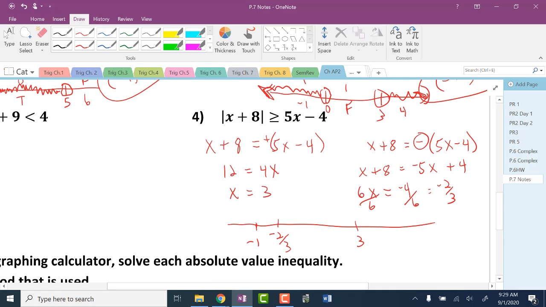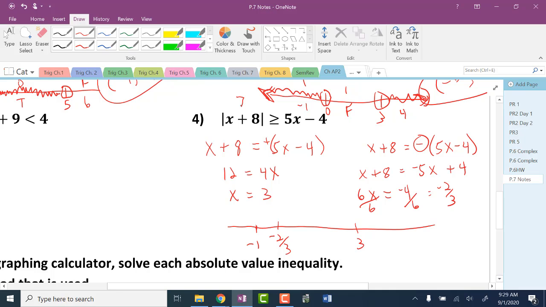So I'm going to go ahead and check that. -1 plus 8 is 7. The absolute value of 7 is 7. -1 times 5 is -5. -5 minus 4 is -9. Certainly true. 7 is greater than or equal to -9. So it is a filled in dot, and it does go forever this way.